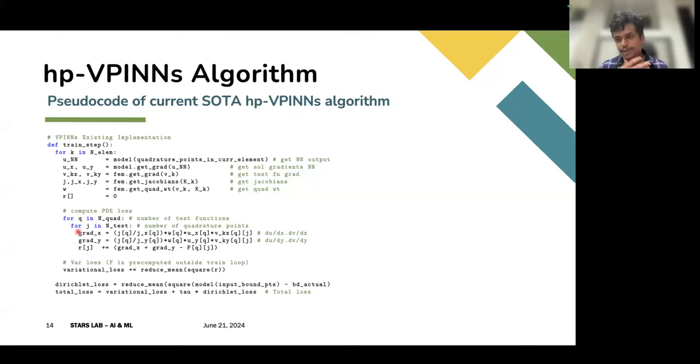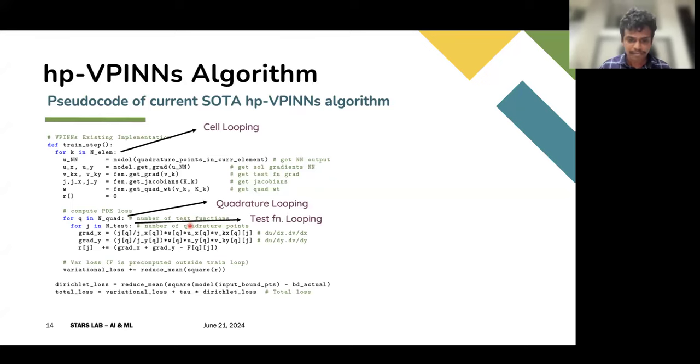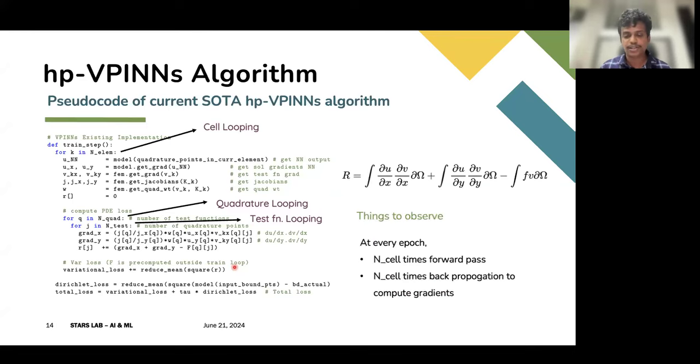When you convert it into a numerical sense, you have a loop for the number of quadrature points, and you also have the test function loop. These are the three loops that mainly dominate the calculation in our HP-VPINNs. Then we calculate the residual for the cell, and keep appending them until the losses for all cells are computed. Then we add it to the Dirichlet loss to train the final equation.